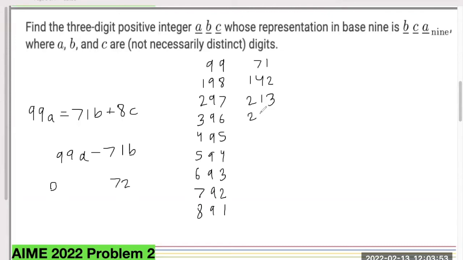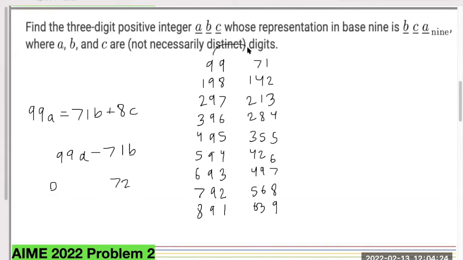Because this part's just the multiples of 7, right? 7 times 4, 7 times 5, 7 times 6, 7 times 7, 7 times 8, 7 times 9. And then these are just the digits going up, so 4, 5, 6, 7, 8, 9. So we write down all of these, and now we have to find certain differences that work, between 0 and 72.